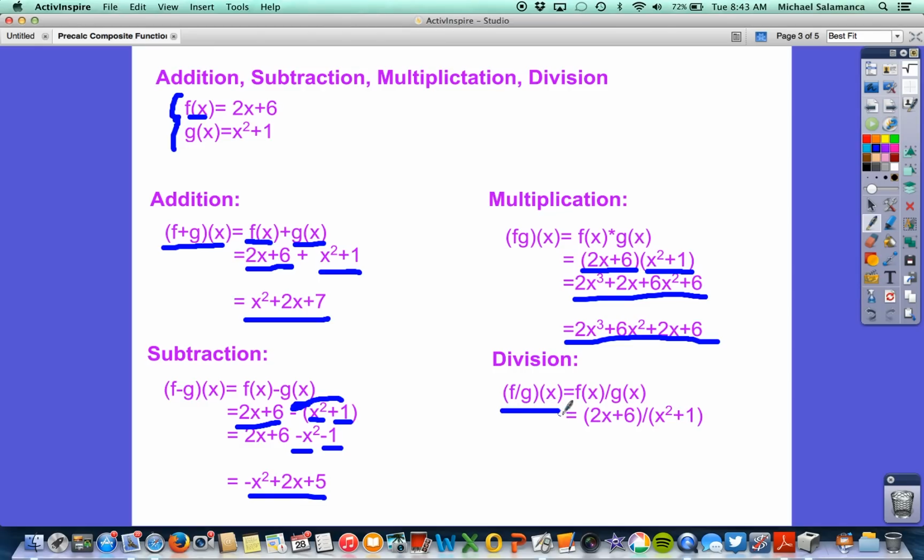Division, same exact thing. We're taking f of x and we're dividing by g of x. Normally we'd want to see if we can simplify. In this instance we can't, so we're done.